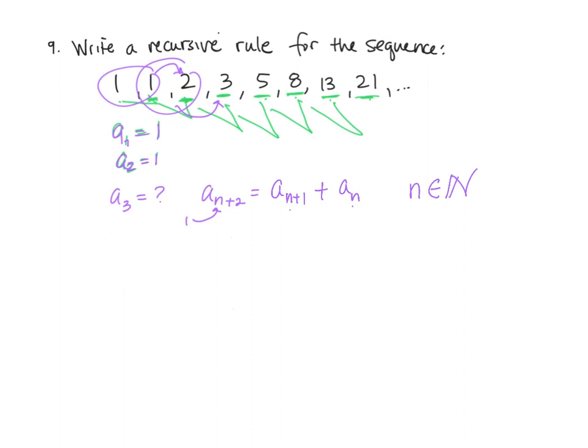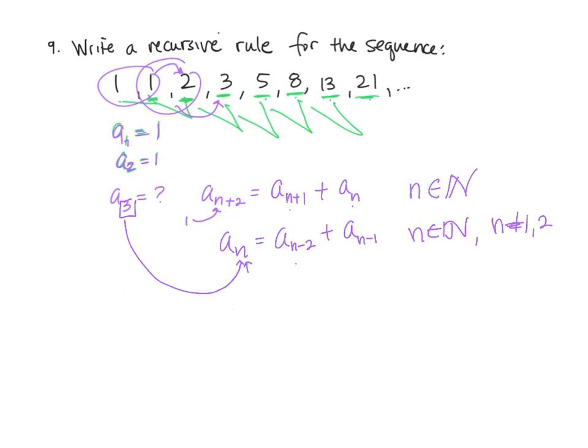If you want to make a recursive rule where you're plugging in the number 3, like say, hey, I want to get the actual term, so if I plug in a 3, I want to get the third term. So then you would have to take the first term and add it to the second term, right? If I plug in a 3, this is for n as natural numbers, except n is not going to equal 1 or 2. So we're going to start with the number 3 here. Plug in a 3, plug in a 3, plug in a 3. We get the first term plus the second term equals the third term.